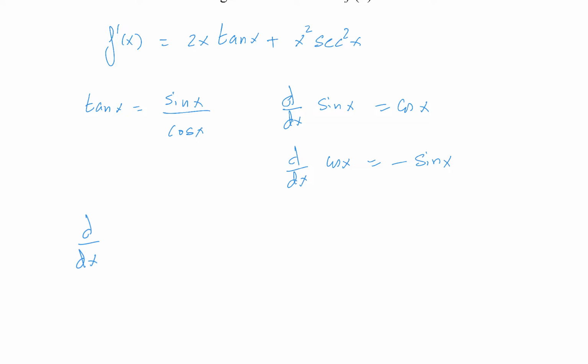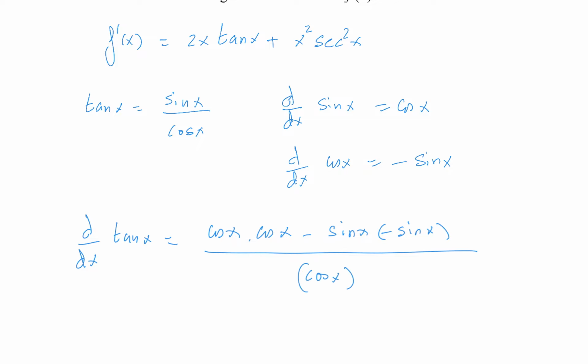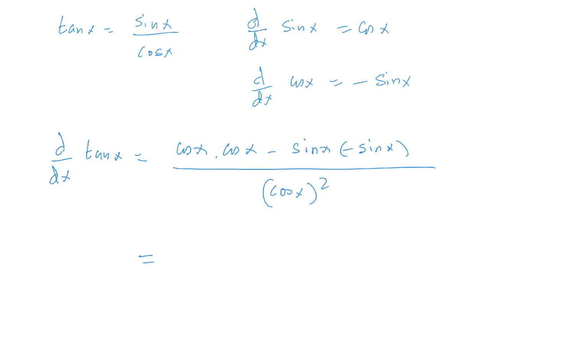The derivative with respect to x of tangent of x is the derivative of the numerator, cosine of x, multiplied by the denominator, cosine of x, minus the numerator, sine of x, multiplied by the derivative of the denominator. The derivative of cosine of x is minus sine of x. Divided by the denominator squared, cosine of x squared. But you see here that in the numerator will appear cosine square of x plus sine square of x, because minus minus is plus. Divided by cosine square of x.